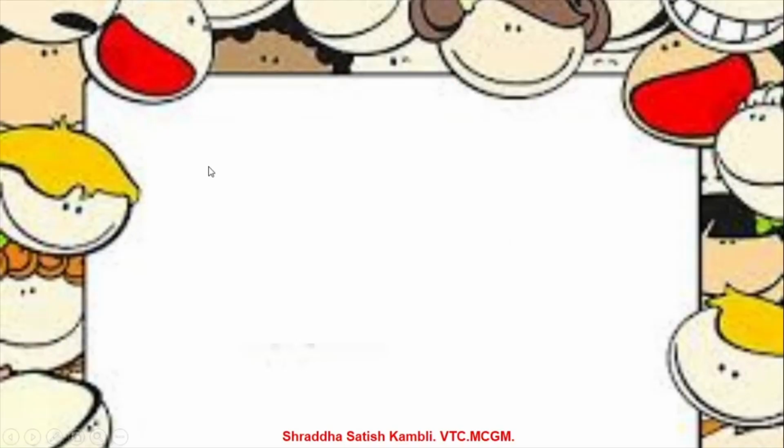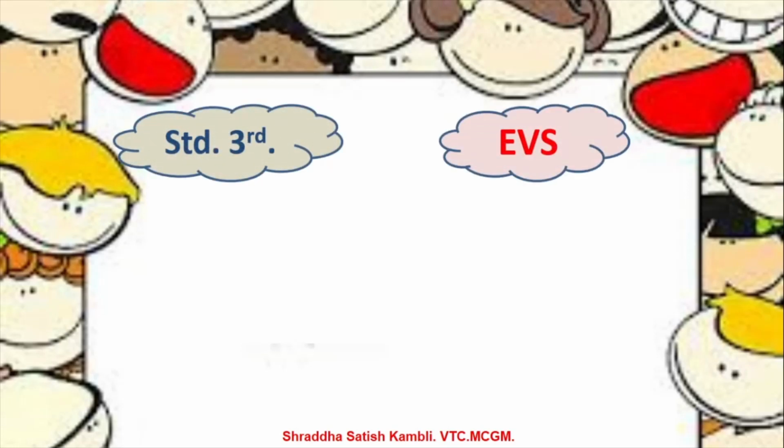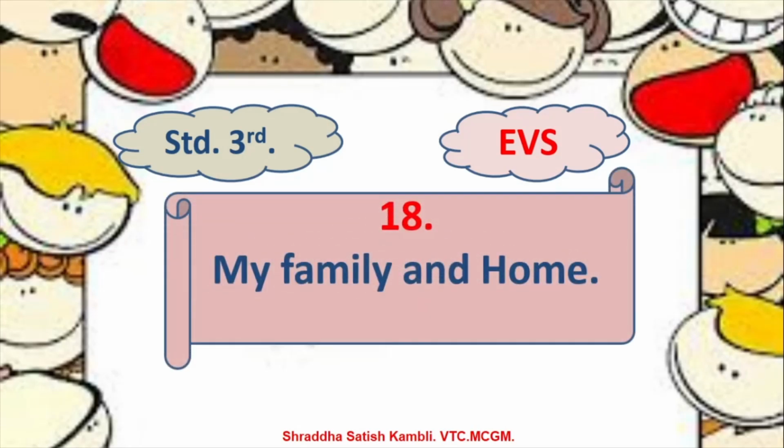So children, the lesson that we will do today is of course EVS for standard third, and we are not going to do a new lesson today, but we will complete what we started last time. You remember you watched a video on the lesson number 18, My Family and Home. In the previous video, we talked about our family, that is, who are the people who make up our family. We also talked about different types of families: nuclear families, joint families, and also extended families.